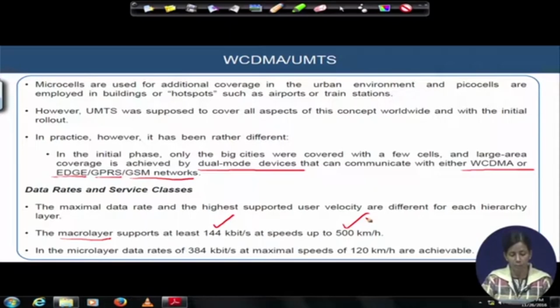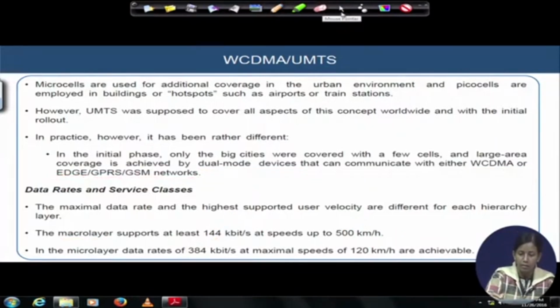So, you will get assured connectivity if you are moving with a velocity of up to 500 kilometer per hour. If you are in a micro layer, then the data rate will increase, because your distance covered has reduced. It changes from 144 to 384 kilobit per second, and as you are asking for the higher data rate, definitely there will be a restriction on the speed, which is basically 120 kilometer per hour.